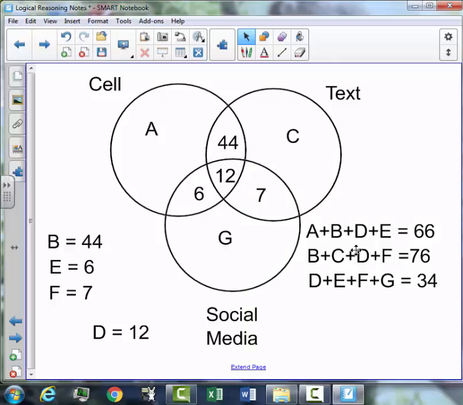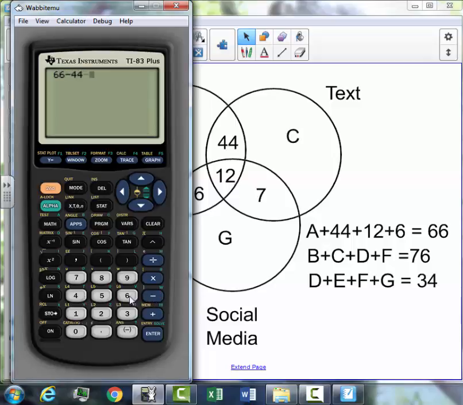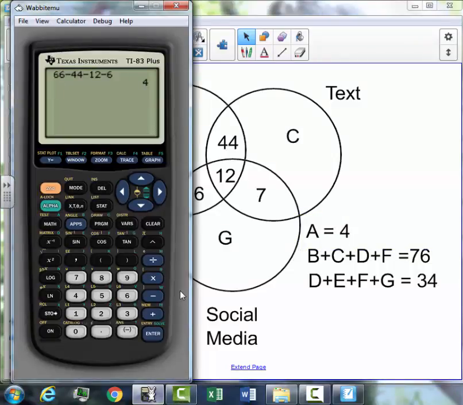And now that I have that information, it's almost enough to work on these statements over here and say, well, hey, A plus B plus D plus E is supposed to be 66. So then I start working and say, well, B is 44, D is 12, E is 6. So I just need to work backwards and figure out what that happens to equal. Since I'm not feeling all that well and I don't want to screw up, I'm going to use my calculator. So 66 minus 44 minus 12 minus 6 means that A is 4. And hopefully you don't even need me to do the rest of this. You kind of figure out how to do this.